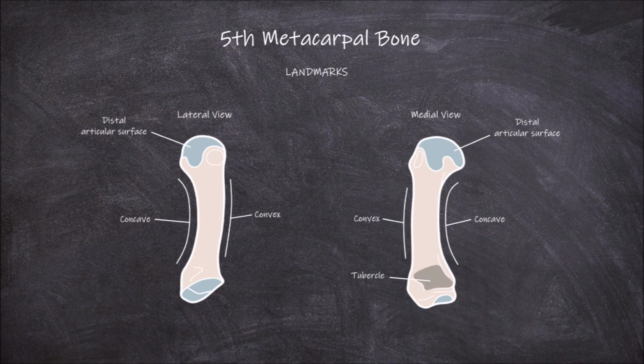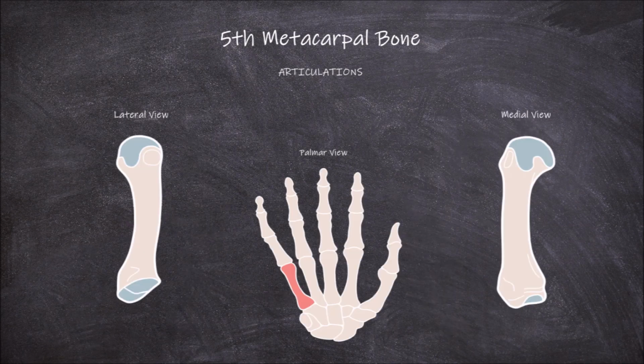A tubercle is found on the medial surface of the base of this bone. On the lateral surface of the base is a facet for articulation with the fourth metacarpal bone. Proximally is a facet for articulation with the hamate bone. Let's now take a closer look at the different bones this bone articulates with.